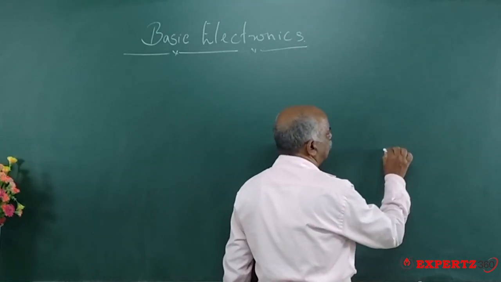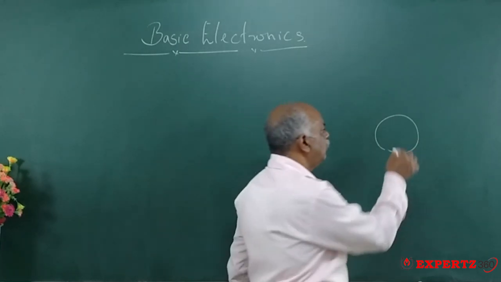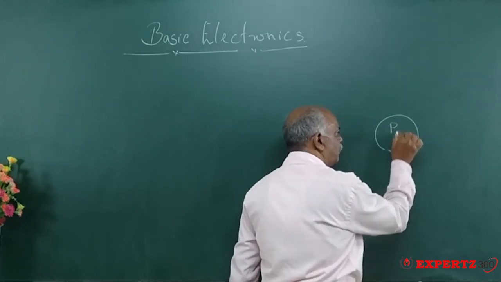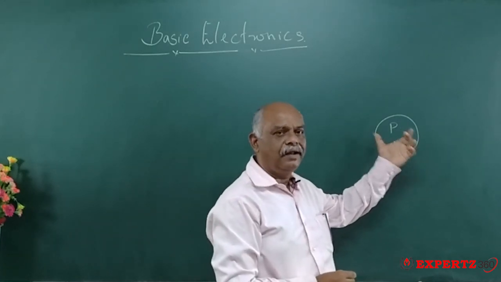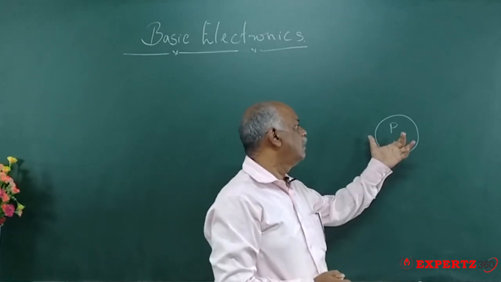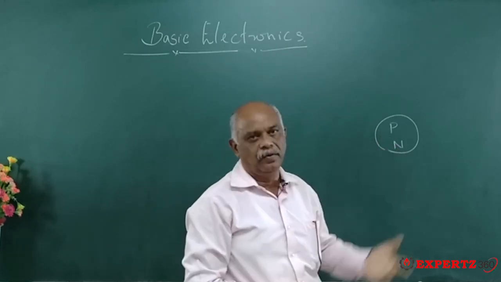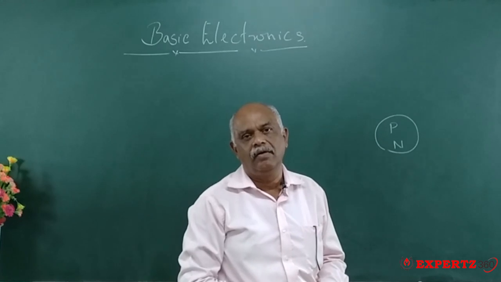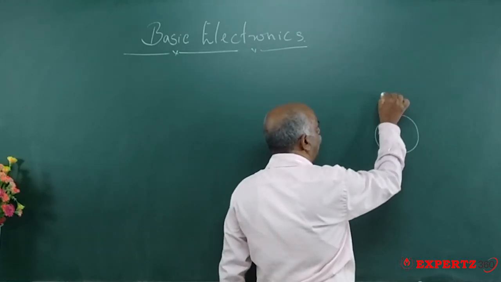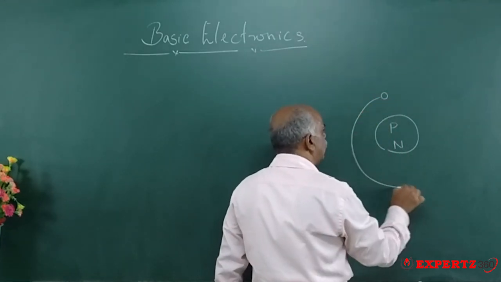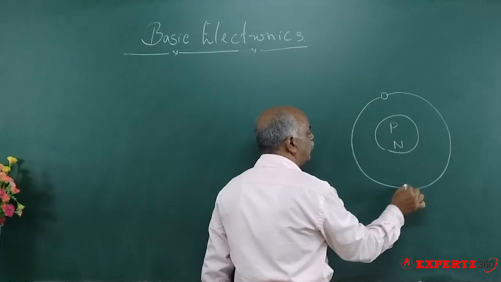So the atom consists of the nucleus, which is the center part, which consists of protons and neutrons. Protons are positively charged and neutrons neutral. The whole mass of the atom is concentrated in the nucleus. So the nucleus as a whole is positively charged because the protons are positively charged and the neutrons are neutral. And the electrons, which have negligible mass and negative charge, will be revolving around the nucleus in a fixed orbit.